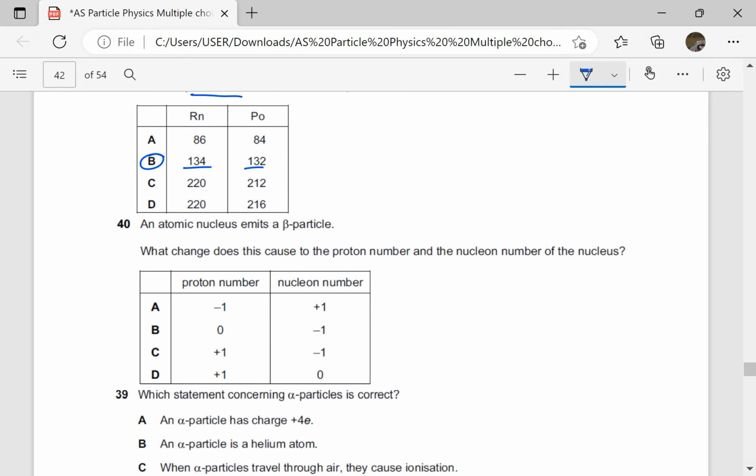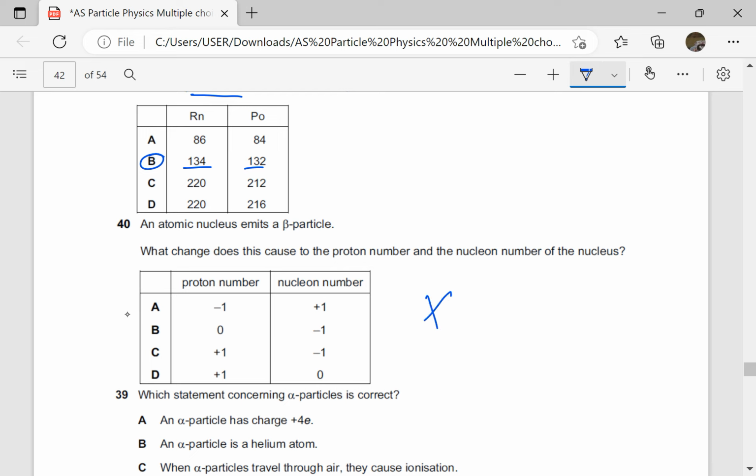An atomic nucleus emits a beta particle. What change does this cause to the proton number and nucleon number of the nucleus? Remember I said when it is a beta particle, it is beta minus.